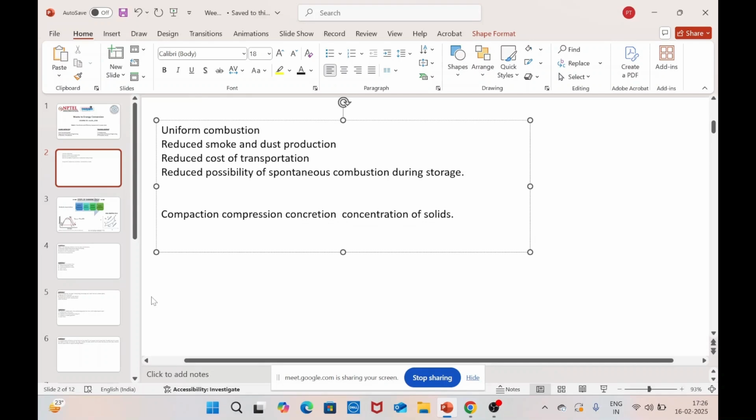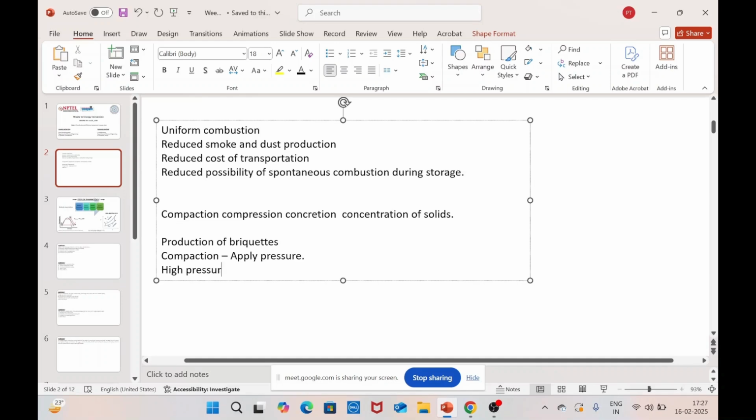Again, as I said, this also can come under the production of briquettes. So the first process is compaction, wherein you apply pressure. How much pressure do you apply in this compaction process? This compaction process itself is broken down into three different processes based on the amount of pressure that you apply. One is the high pressure, after that is intermediate pressure, and then the final one is low pressure.